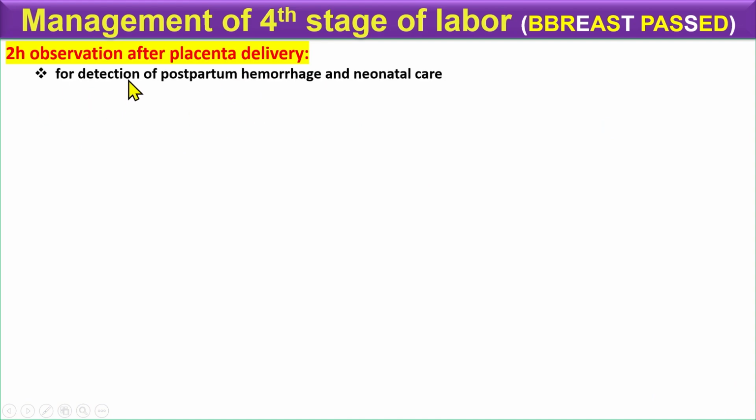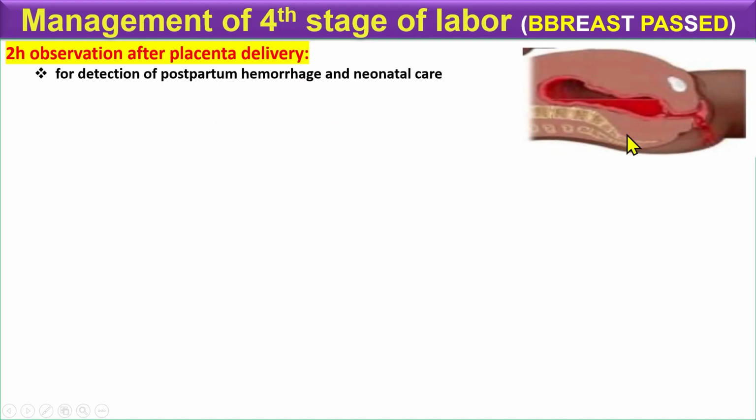Management of the fourth stage of labor is two hours of observation after the placenta delivery, for the detection of postpartum hemorrhage. So what is postpartum hemorrhage? When more than 500 cc of blood is lost in a vaginal delivery, this is considered postpartum hemorrhage. Okay, and here you can see, if too much blood is lost, this is postpartum hemorrhage.